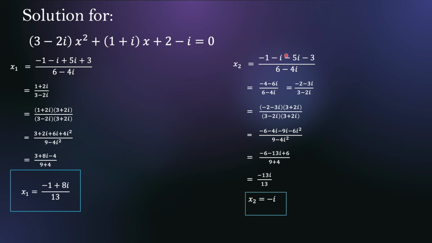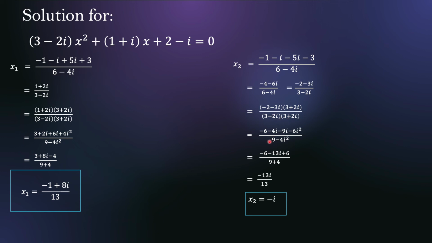And my x2, here I added, here I'm going to subtract. So my x2 is going to be negative 1 minus i minus 5i minus 3, everything divided by 6 minus 4i. Upon simplification, I get (negative 2 minus 3i) divided by (3 minus 2i). Again, I have to get rid of the complex part in the denominator, and the way I do that, I'm going to multiply the denominator and the numerator by the conjugate of the denominator.